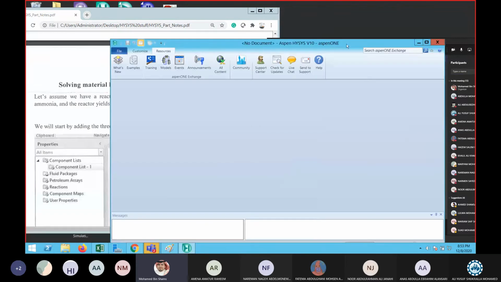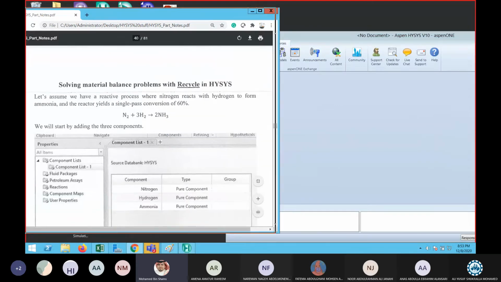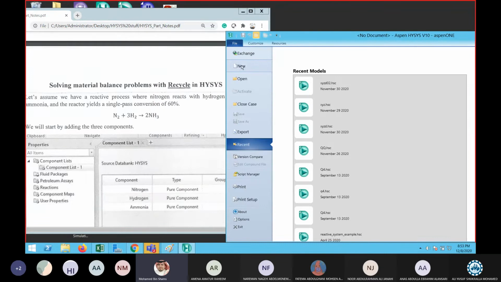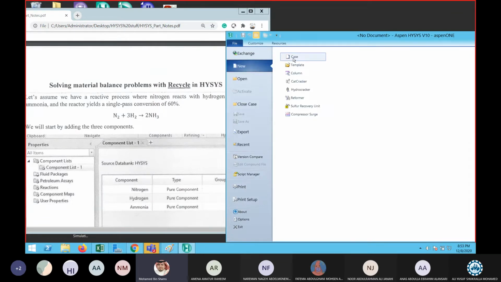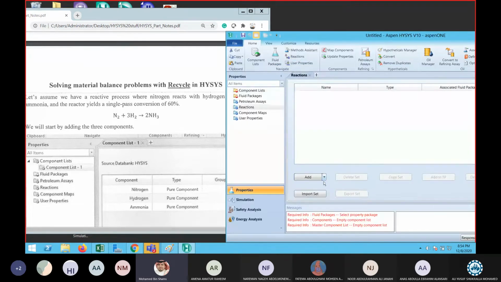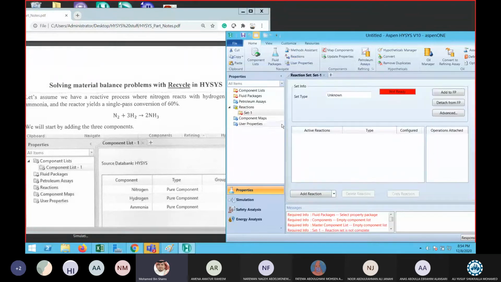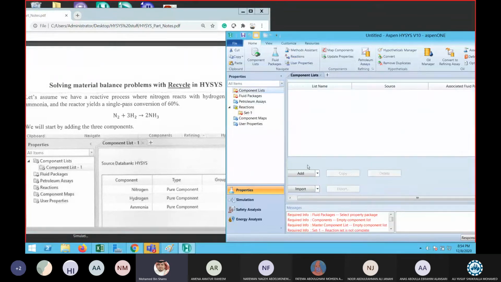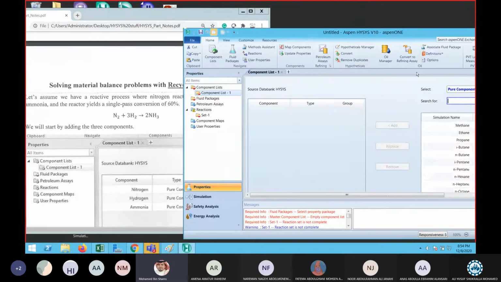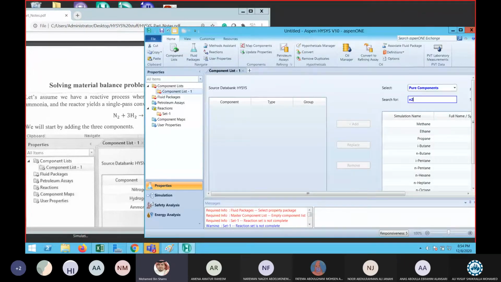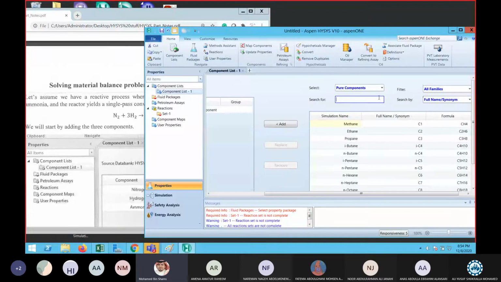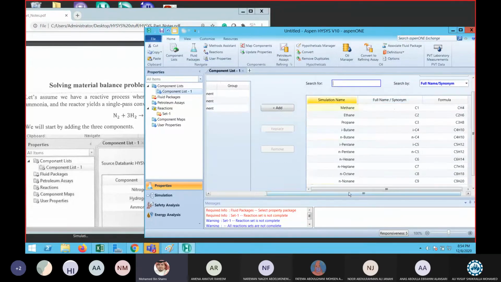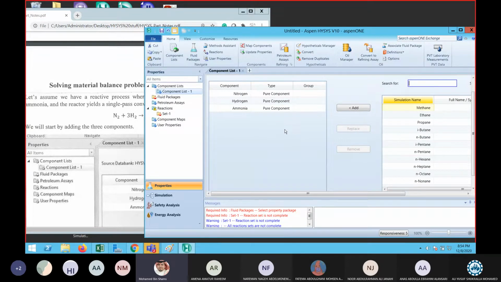Okay, so we will start, of course, as usual. Tell HYSYS what are the components we have in the system. So I'm going to add a new case. Okay, and I say add. Then I will add, sorry, the reaction. Okay, add component. So what do we have? We have nitrogen. We have hydrogen. We have ammonia, NH3. Okay, so these are the species we have here, guys.